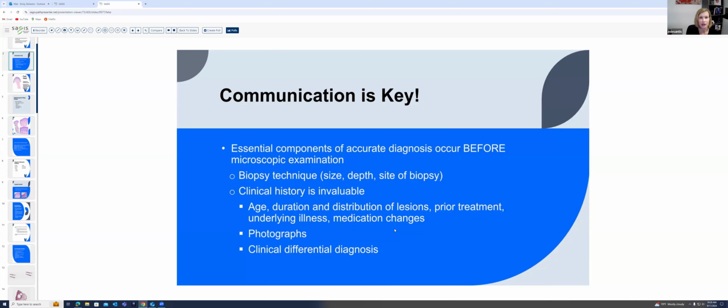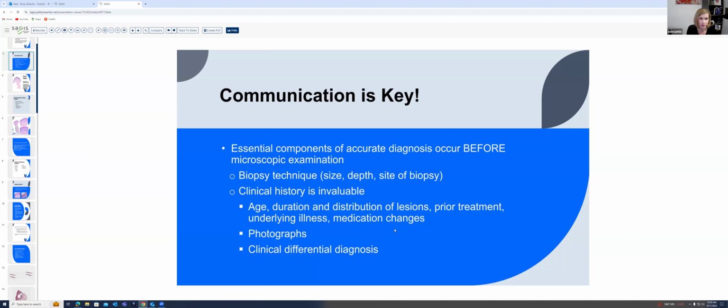When looking at inflammatory lesions, communication is extremely important. Many of the essential components of providing an accurate diagnosis for patients occur before the actual microscopic examination. So these include the biopsy technique, whether it's a shave or a punch, the size of the biopsy, the depth, so the location in the skin of the lesion that you're trying to assess, and the site of the biopsy.